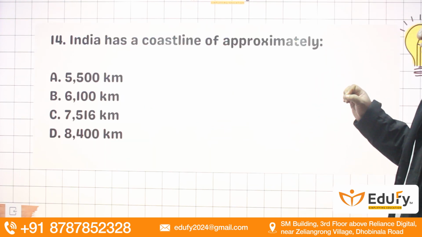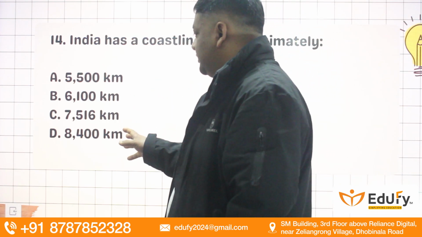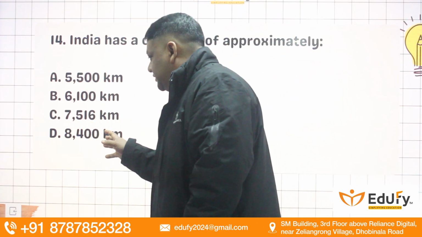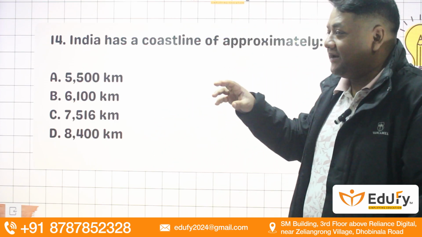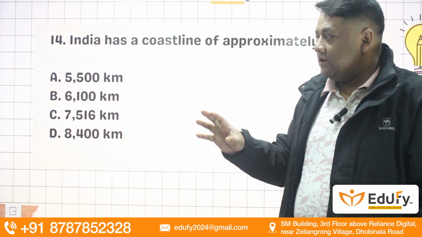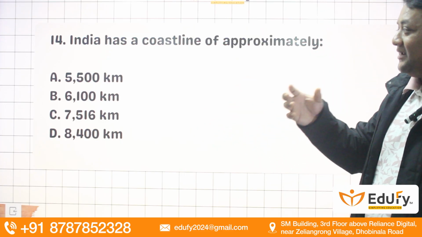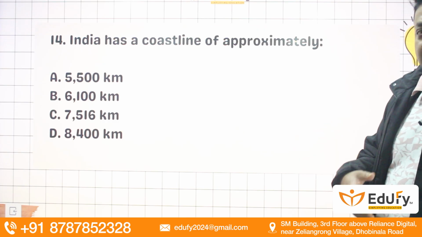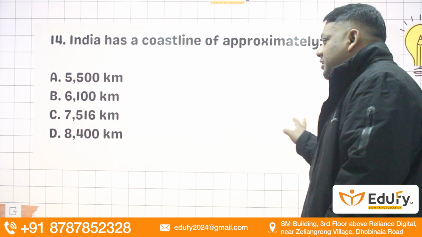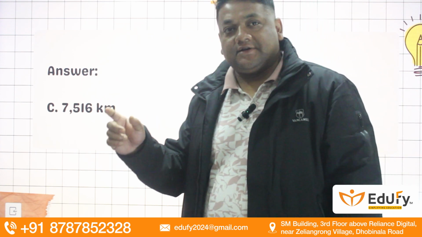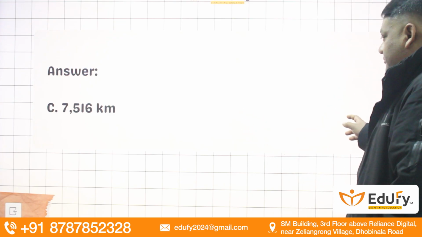India has a coastline of approximately: 5,500 kilometers, 6,100 kilometers, 7,516 kilometers, or 8,400 kilometers. Now, if we talk about India's mainland, then it comes around 6,100 kilometers. When we consider the islands also, then it increases, including Lakshadweep and Andaman and Nicobar. So it reaches C, 7,516 kilometers. Only mainland India is 6,100 kilometers.